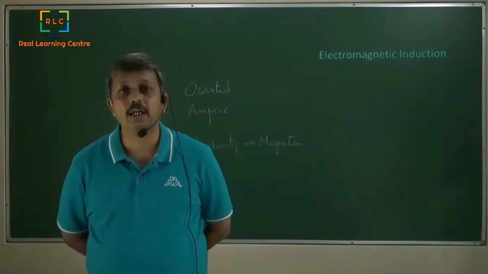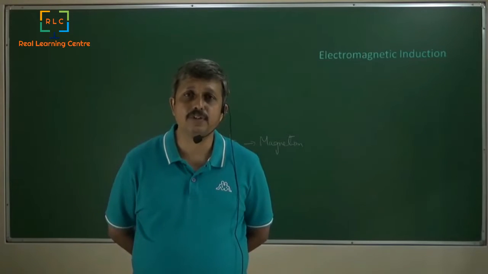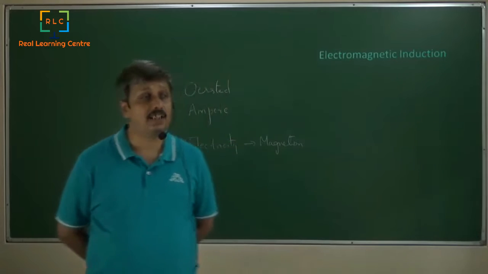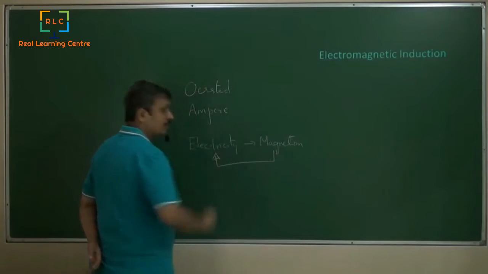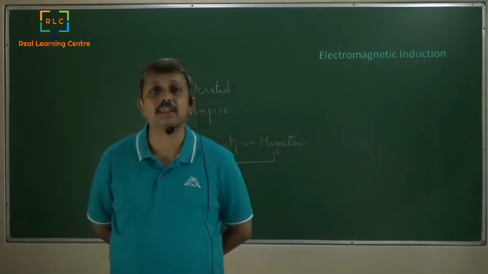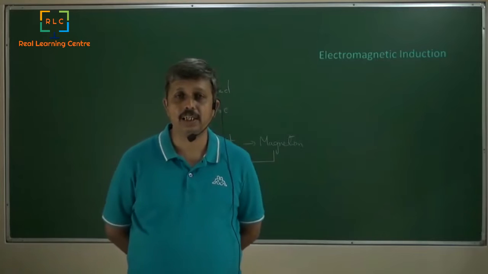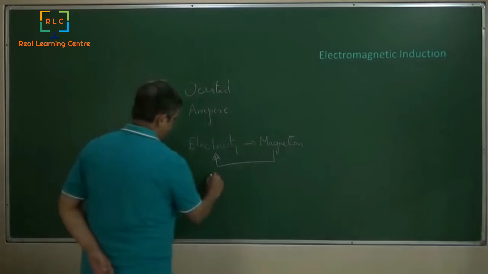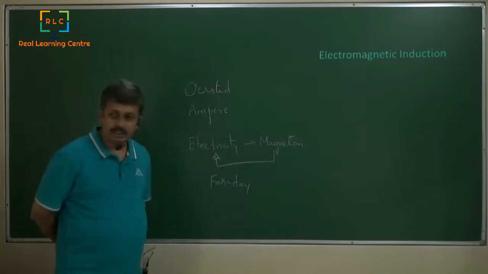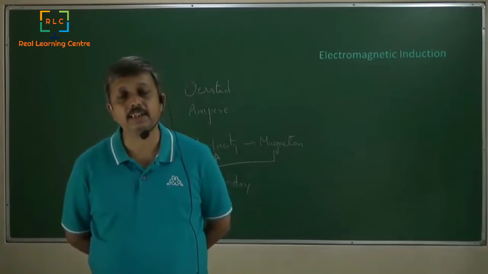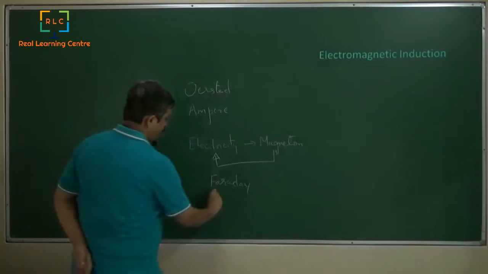But just soon after that, there were two more scientists who tried to do it the other way around. Is it possible to go from magnetism to electricity? This is the question asked by two more scientists. One of them was a British scientist called Michael Faraday. You probably know about him quite extensively. Even in your ninth standard, 10th standard, you would have studied that. And the other is an American scientist named Henry.